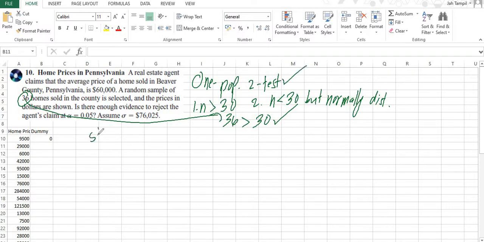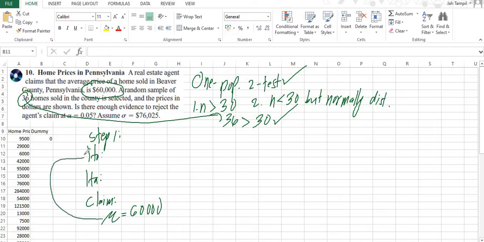So let's now do our step 1, which is determining what is our H0 and what is our HA. We have the real estate agent claims that the average price of a home, so let's write the claim here, the mean is $60,000. Since it's "is", that means the mean is equal to $60,000. Since this is equality, it should be our null hypothesis that the mean is equal to $60,000.